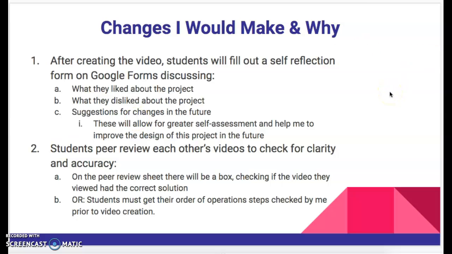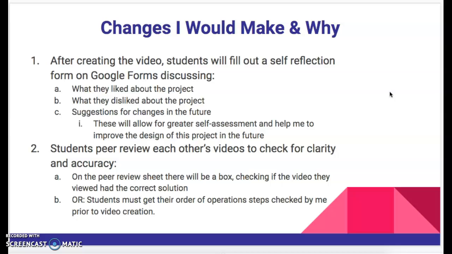Finally, these are some of the changes that I would make with the reason why. After creating the video, I would like students to fill out a self-reflection form on Google Forms that discusses what they liked about the project, what they didn't like, and suggestions for the future, so I can take their advice with me. This would allow for greater self-assessment and help me improve the design of this project in the future. And then finally, in the peer review stage, it would be one or the other.